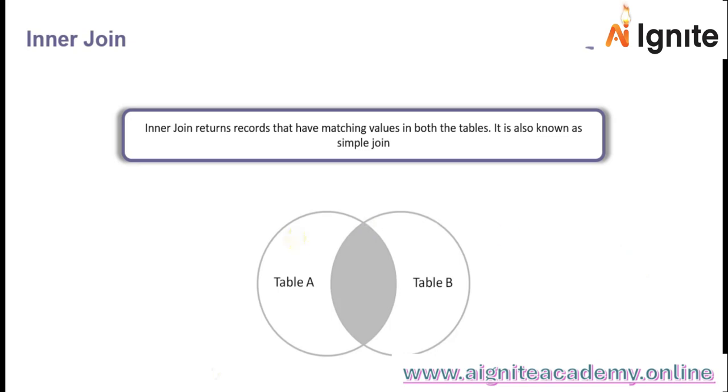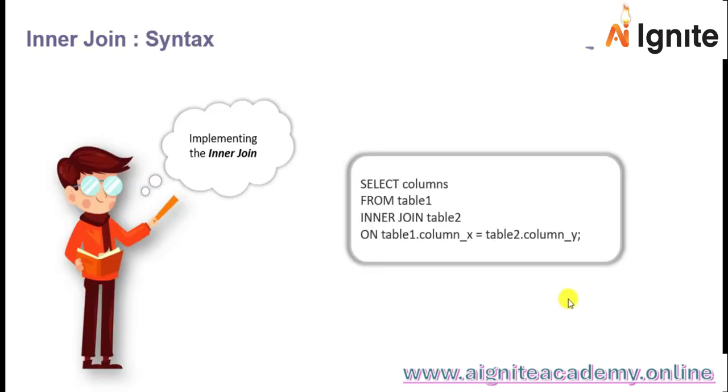So let's say we have two tables, table A and table B. And when we apply inner join on these two tables, we'll get only those records which are common to both table A and table B. So let's have a look at the syntax.